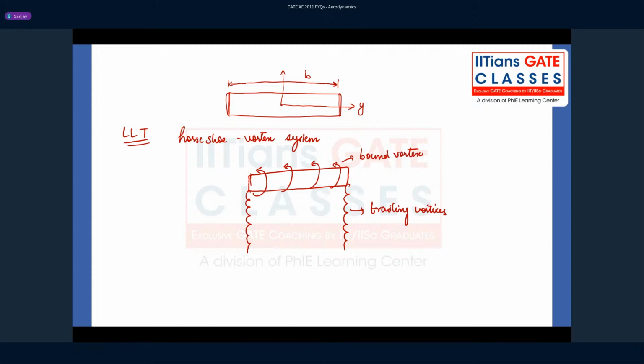If you see the shape of the vortex system on the wing, it's like a horseshoe shape. So this is the vortex system that was proposed by Prandtl. He modeled this on the wing. The bound vortex over here is actually responsible for the lift. Why is it responsible for the lift? Because this is the bound circulation which stays on the wing, and according to the Kutta-Joukowski theorem, the lift per unit span is rho into V infinity into gamma. This gamma is nothing but the bound circulation.